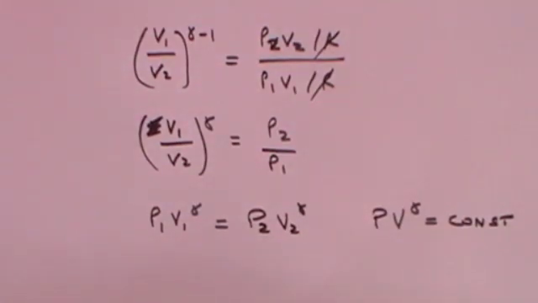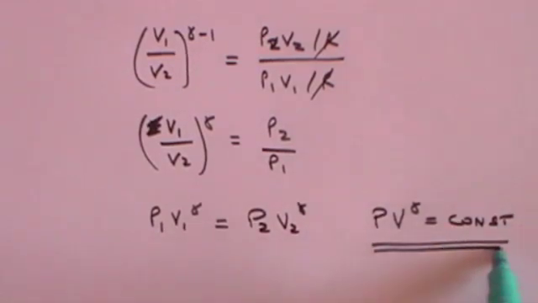Now you might say, hang on a minute, I thought Boyle's law says that PV was a constant. Why is it PV to the gamma? Well, Boyle's law, don't forget, does indeed say that pressure times volume is a constant, but only if the temperature is constant. Here we are talking about an adiabatic change, which means no heat in and no heat out, but there may well be a temperature change. And so for an adiabatic change, where temperature is not necessarily constant, it's PV to the gamma that is a constant for an adiabatic change.